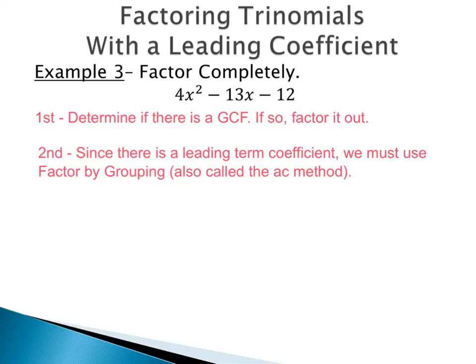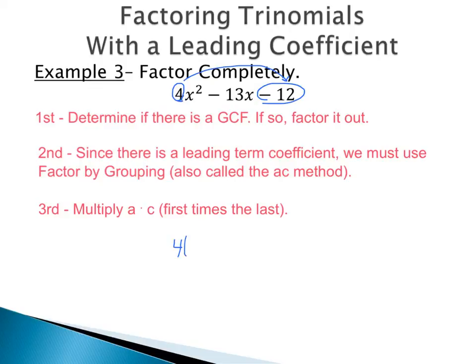So in order to use this, our first step is to multiply a times c. Again, this idea of multiplying the first times the last. So we're taking the 4 and multiplying it by the negative 12. So 4 times negative 12 would end up being negative 48. Our next step then would be to find the factors of what we just found, negative 48, that add to that middle term coefficient, which right now we have as negative 13. So similar to what we were doing in the first example, but it's going to be a little bit different. We have quite a few more steps to do.